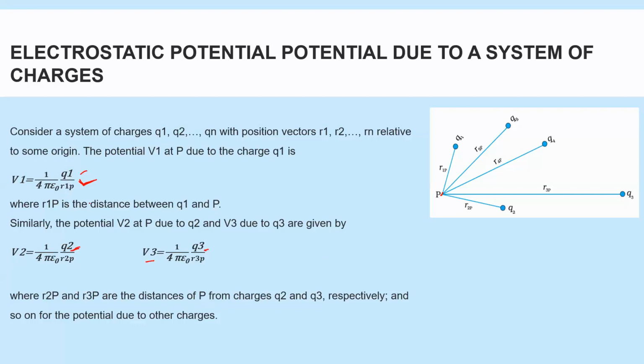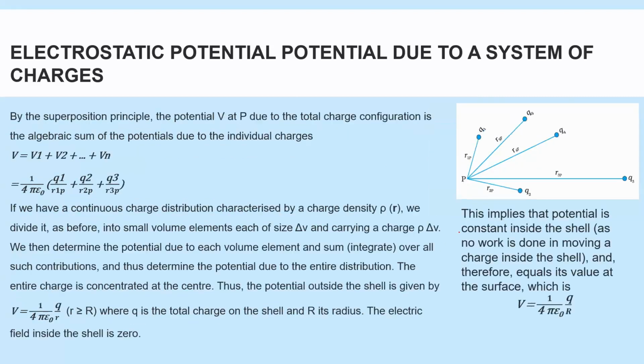Here R1P, R2P, R3P are the distances from P to the respective charges. Again, we can use the superposition principle and get the potential V at P due to the total charge configuration as the algebraic sum of the potentials due to individual charges. So we will get 1 by 4 pi epsilon 0, and in brackets q1 by r1P, q2 by r2P plus, and so on. We are only considering, say, 3 charges for now over here.